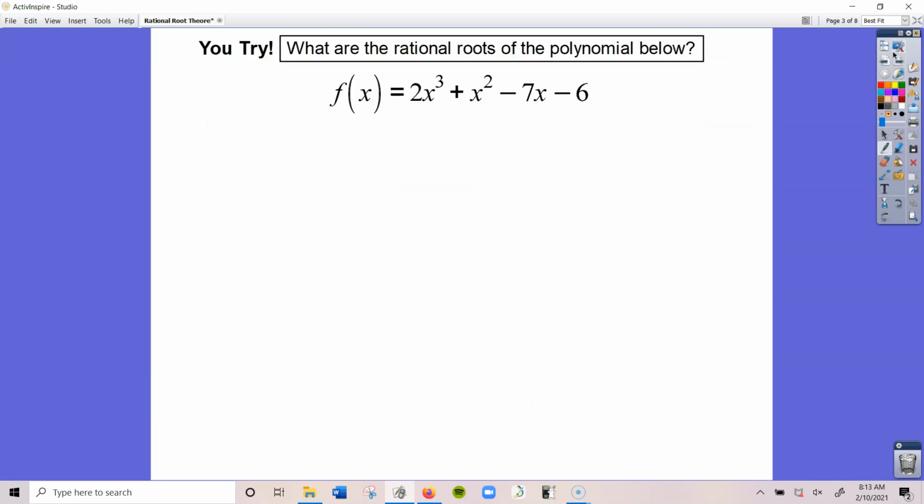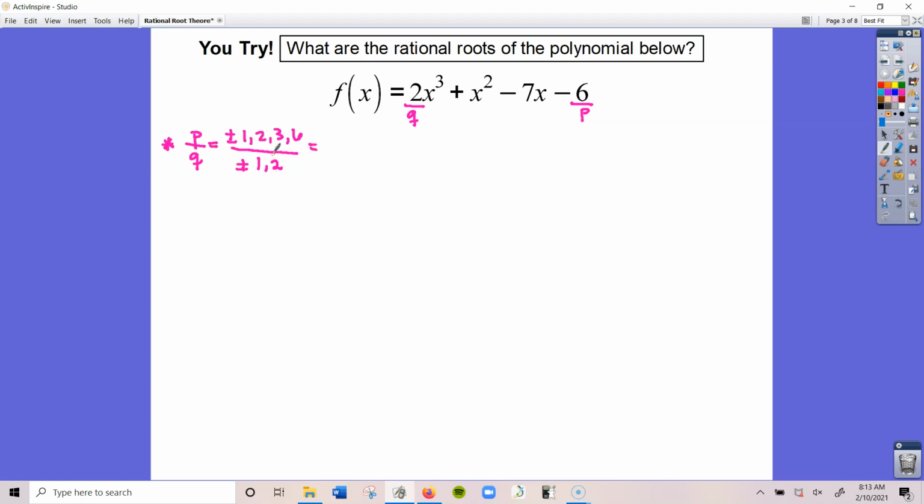Let's try another example. So first I need to make a list of all of my possible roots, keeping in mind that this is P and this is Q. So we're going to write out what is P divided by Q. So all of the factors of 6, which would be plus or minus 1, 2, 3, and 6. And then all of the factors of 2, which is plus or minus 1 and 2.